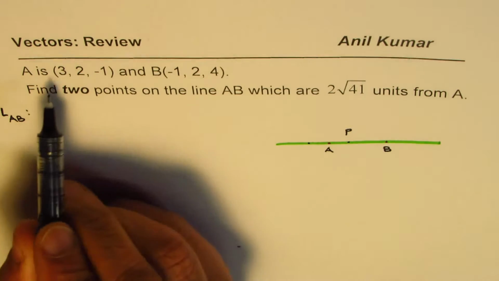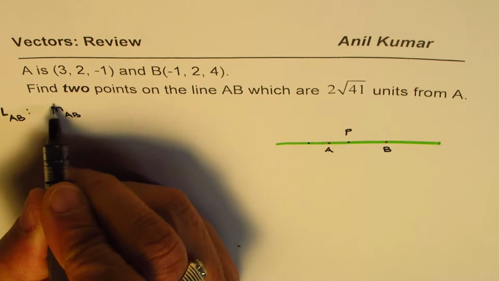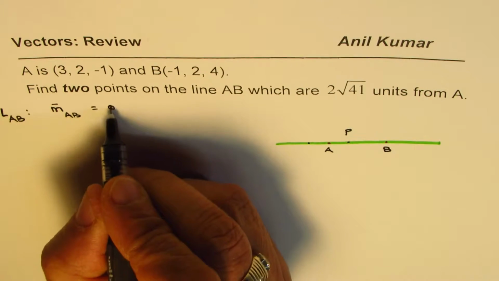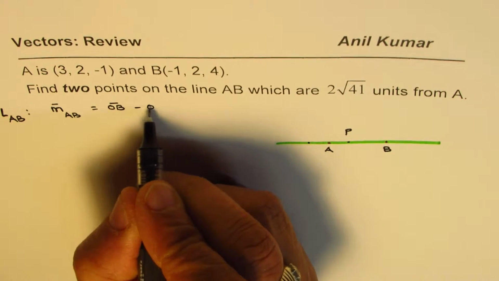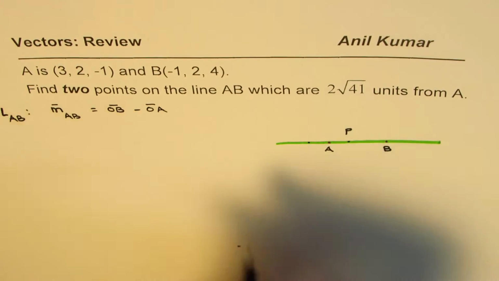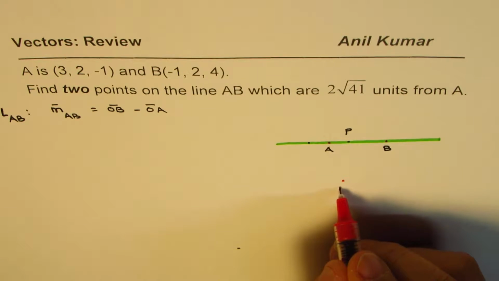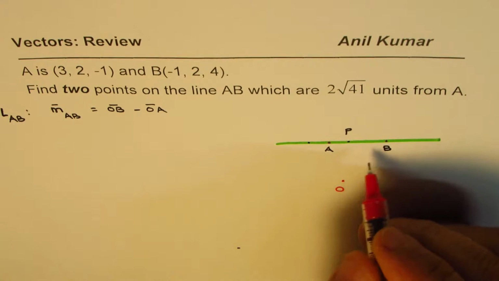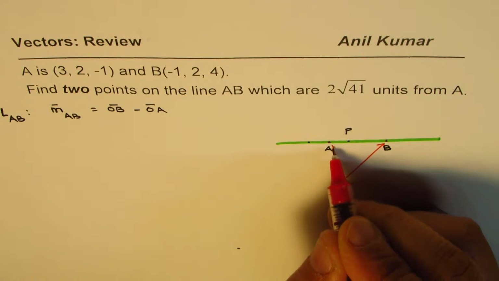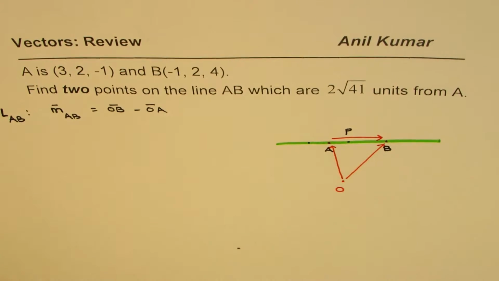Since we know A and B, we can find the direction vector. Let's say the direction vector between A and B is AB, which will be OB minus OA. When I write OB, I mean the position vector, so this is basically the difference in the two position vectors. Let us say this is O, the origin. So OB minus OA gives us AB. Do you understand the concept?